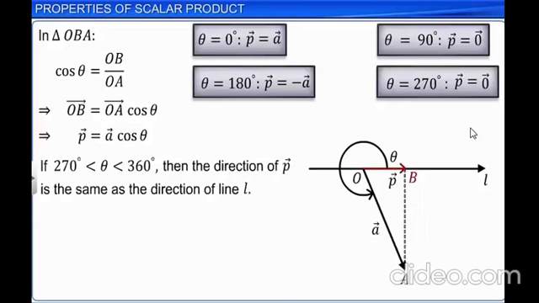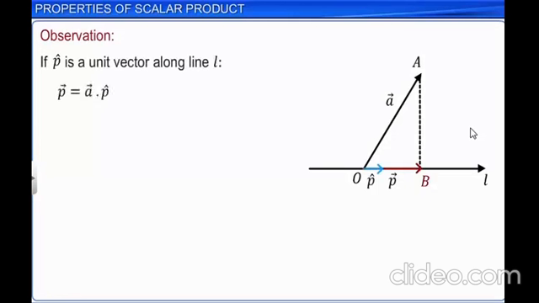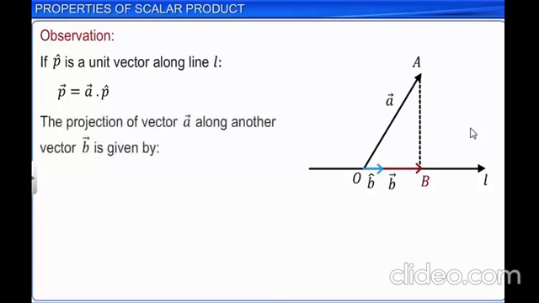Projection vector P of vector A is also equal to the dot product of vector A and unit vector p along line L. Let us replace line L with another vector, B, and find the projection of vector A on vector B. The projection vector of vector A on vector B is equal to the dot product of vector A and unit vector along vector B.